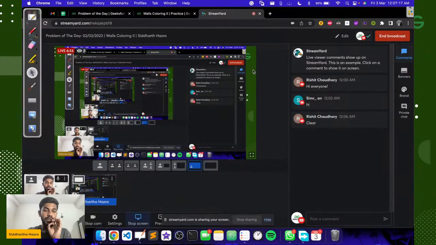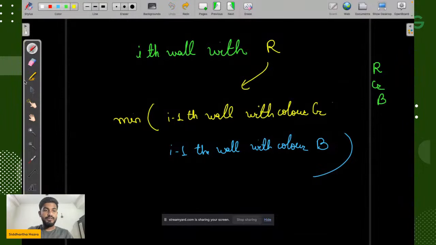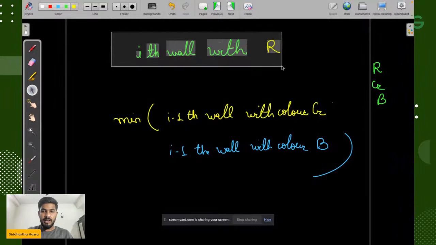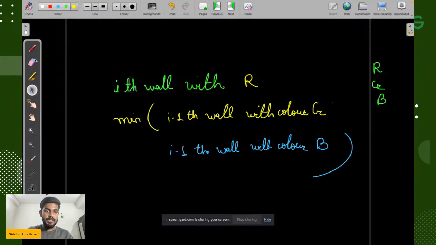Am I clear till this point or not? Give me a quick 1 or 0. Okay, fair enough, this is clear. Now let's derive a relation from it. Okay, let's make this a little bit small. Okay, let's remove this also.